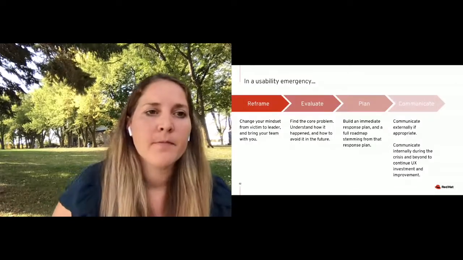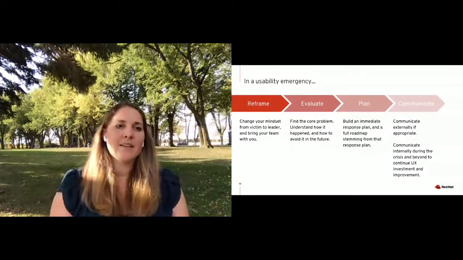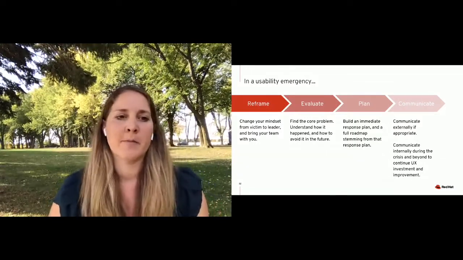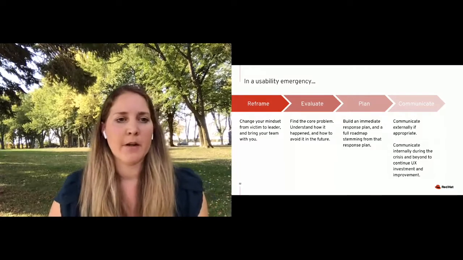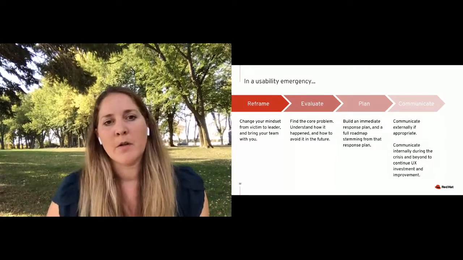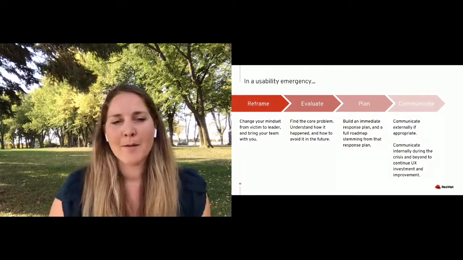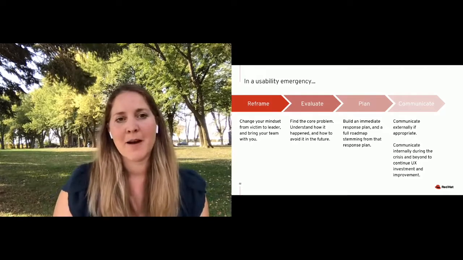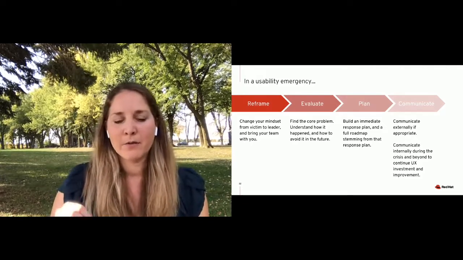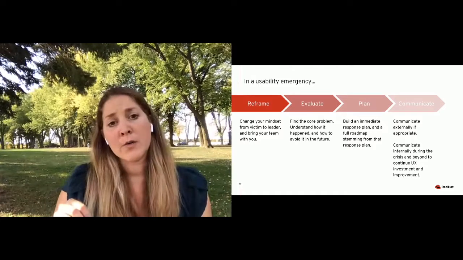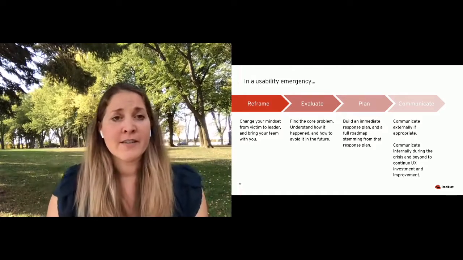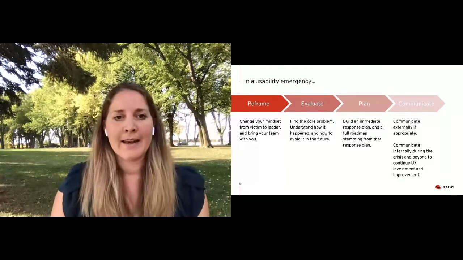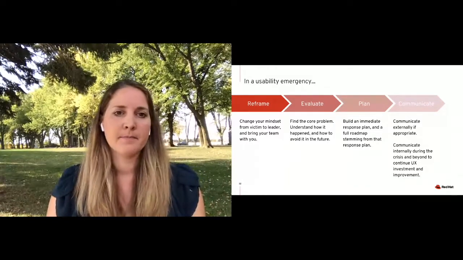So in summary, if you're in a usability emergency, you should reframe. You want to change that mindset as quickly as possible from victim to leader and bring your team with you. Then you want to move on to evaluate and understand that core problem, really know how you're going to get those stakeholders out of that spotlight as quickly as possible. What is the thing that's going to really make that happen? And how are we going to do it in a way that ensures it's done right and this same problem won't occur again and cause damage to your brand?